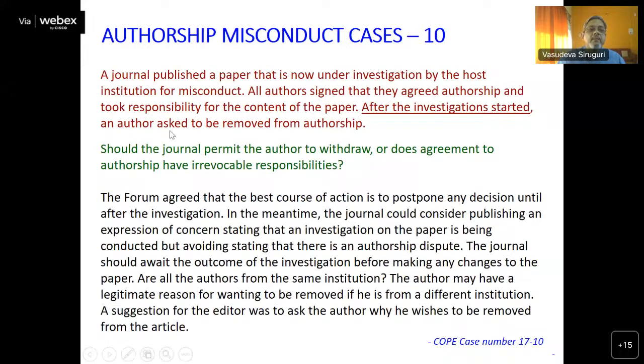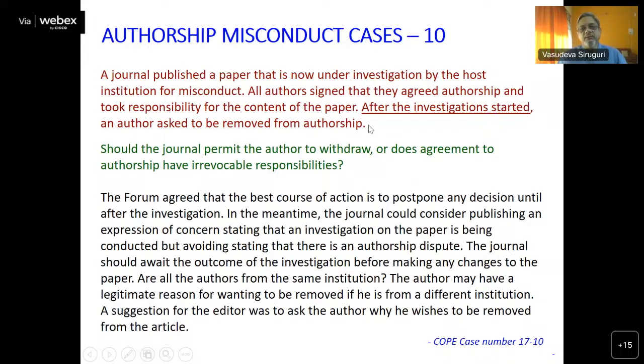Another case where the journal published a paper which is now under investigation by the host institution itself for misconduct. All the authors signed that they agreed to authorship and took responsibility for the content of the paper. But after the investigation started, they say there was some research misconduct which happened in that particular activity. And now suddenly, once the investigation started, one of the authors wrote to the journal saying, please remove my name from the authorship.